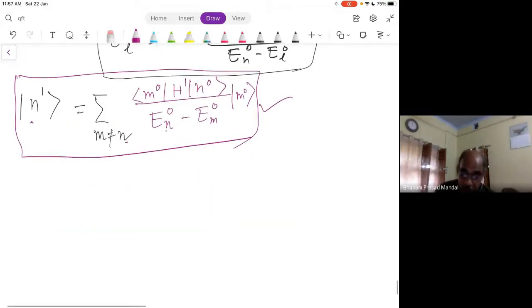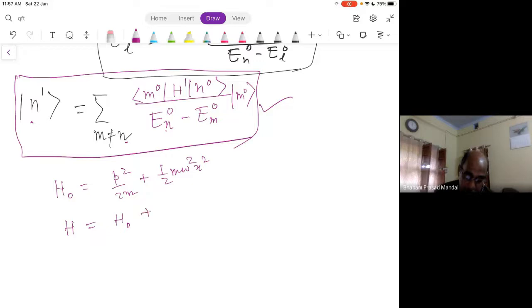Now, if you have understood this, let us try an example. Suppose I have a harmonic oscillator. H0 is my harmonic oscillator: H0 is p squared by 2m plus half m omega squared x squared, right? And my new Hamiltonian is H0 plus a perturbation, say x only. Better to write a coefficient, lambda x, where lambda is very, very small.